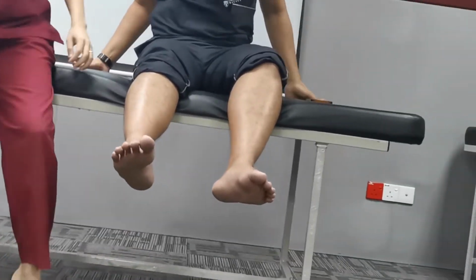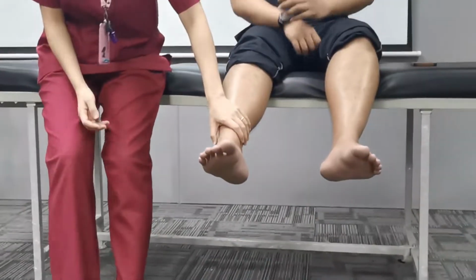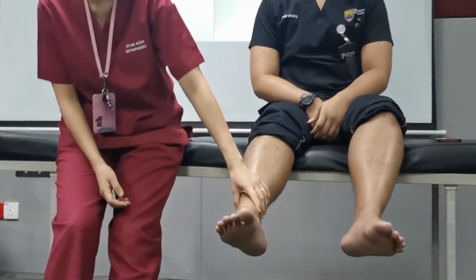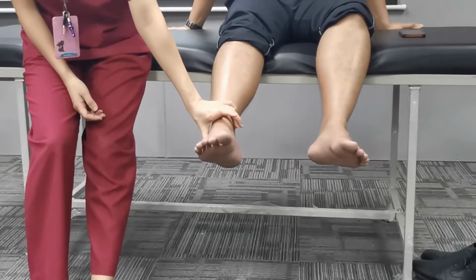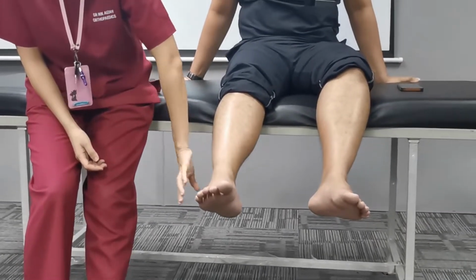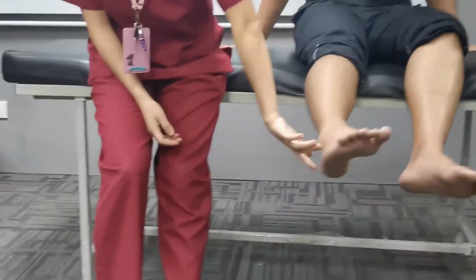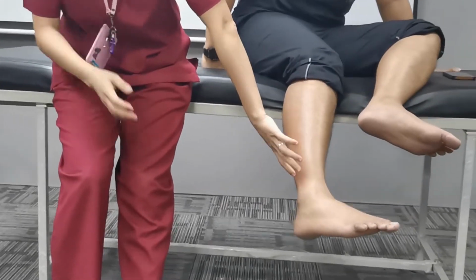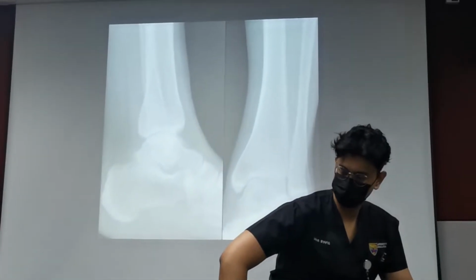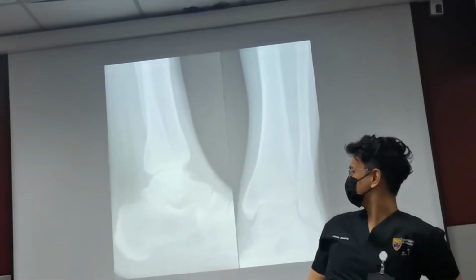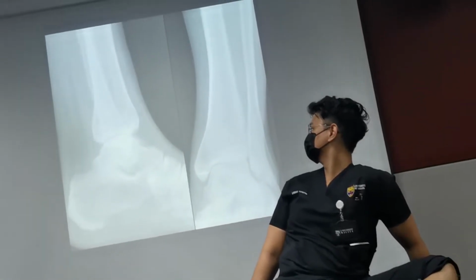Further back. Okay. Right. So if you look at the normal landmarks, your medial malleolus, your lateral malleolus, you can see the lateral malleolus is lower than the medial malleolus. So if you look at your x-ray, can you see that the lateral malleolus is about 1 cm distal to the medial malleolus? That's normal.